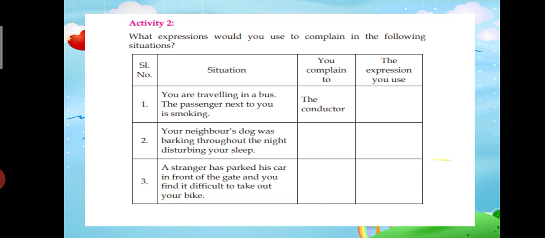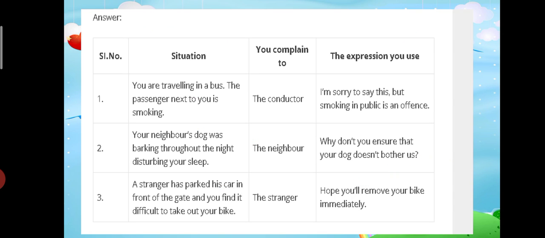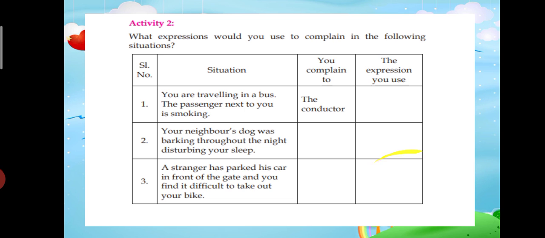The expression that you can use is, "I am sorry to say this, but smoking in public is an offense." So you can tell the conductor like this: "I am sorry to say this, but smoking is prohibited in public. It's not accepted in public." That can be the answer.